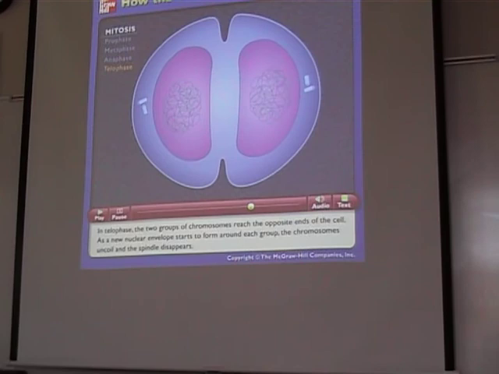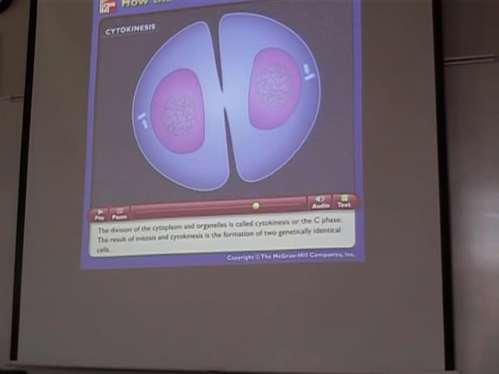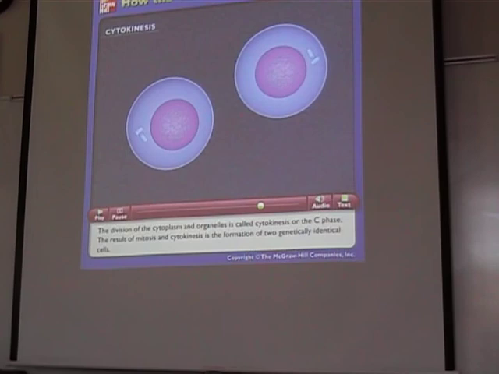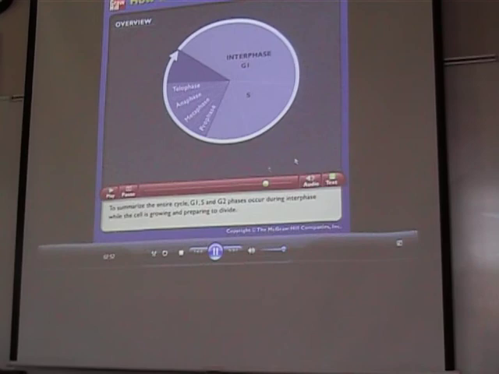Plant cell or animal cell? Animal. The division of the cytoplasm and organelles is called cytokinesis, or the C phase. The result of mitosis and cytokinesis is the formation of two genetically identical cells. To summarize the entire cycle, G1, S and G2 phases occur during... Okay, that's enough of that.